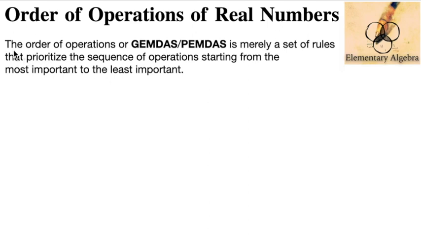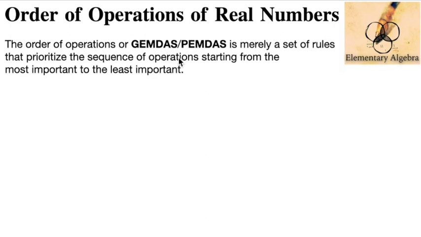So let me read. The order of operations, or GEMDAS or PEMDAS, again, G means grouping here, P means parenthesis, so the other letters are the same. So let me explain a little bit. Groupings come first. Exponentiation then, followed by multiplication and division together from left to right, and followed by addition and subtraction from left to right. So these are our rules.